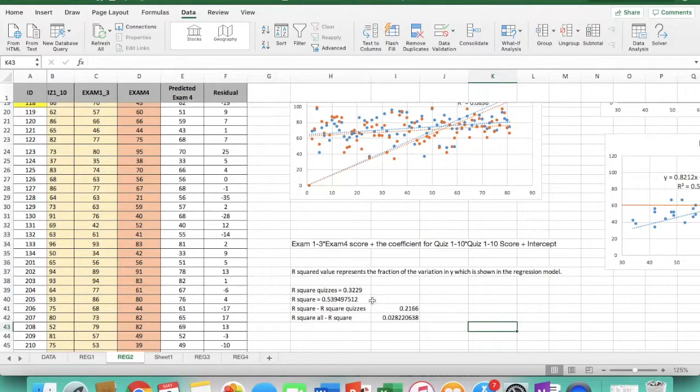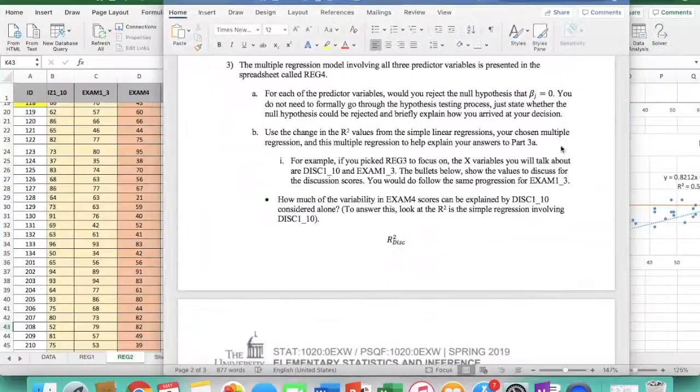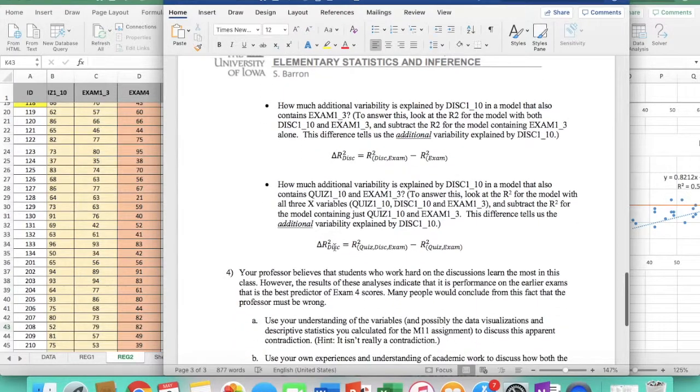And then R-squared of quizzes 1 through 10, exams 1 through 3 as base against exam 4, minus the R-squared of just quizzes 1 through 10 and exams 1 through 3 is 0.03. So that's the difference in R-squared values. Those three equations are again found here.